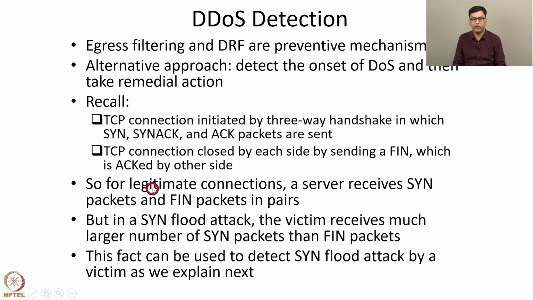So this fact can be used to detect SYN flood attacks by a victim, as we now explain. The idea of this scheme is we keep track of the number of SYN packets received and the number of FIN packets received in an interval, and they should be roughly equal. So if the difference between SYN packets and FIN packets exceeds the threshold, then that is an indicator that there is probably some SYN flood attack ongoing.